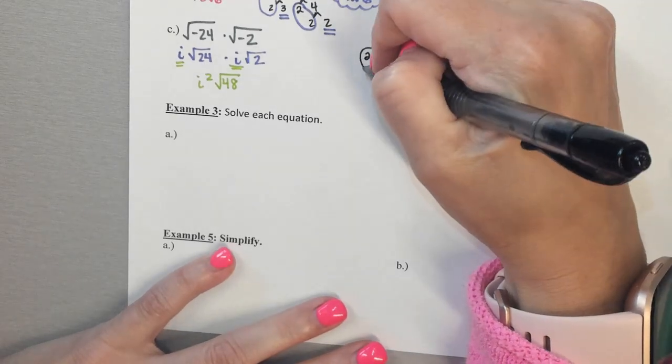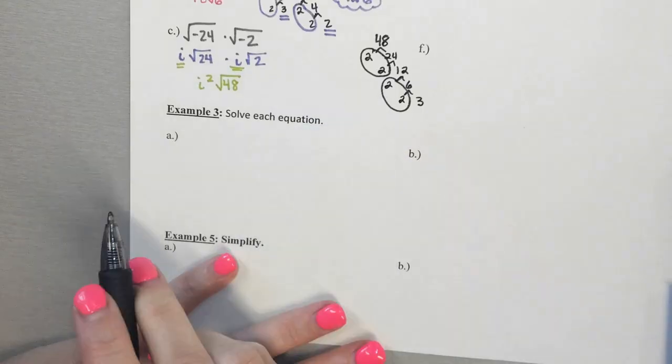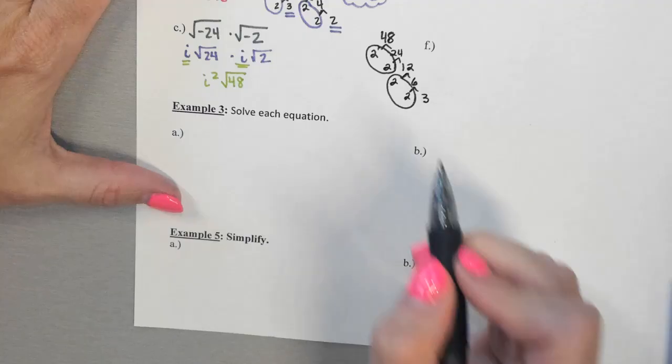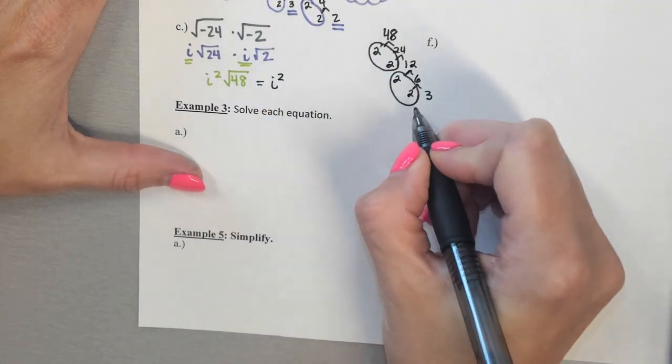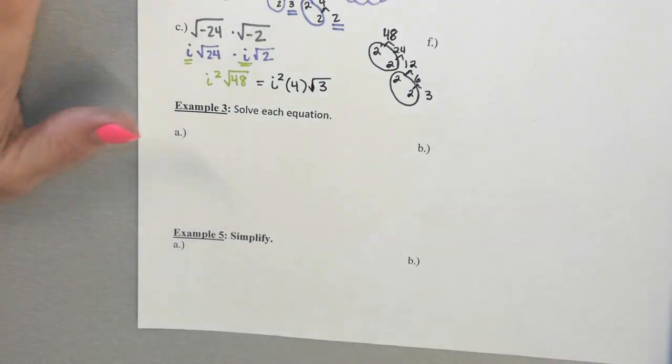Okay, so if there's a group of 2, it comes out. If there's a group of 2, it comes out. So 2 times 2 is going to be 4, and then you'll have the root 3. Okay, so this is i squared times 4 times root 3.